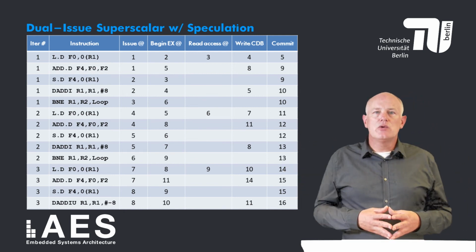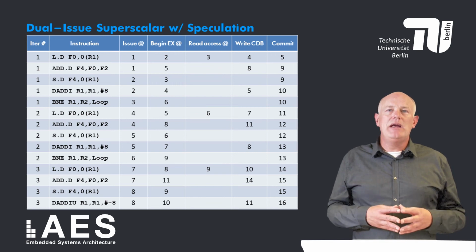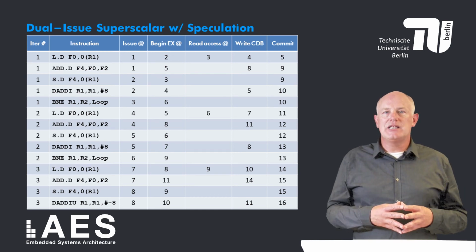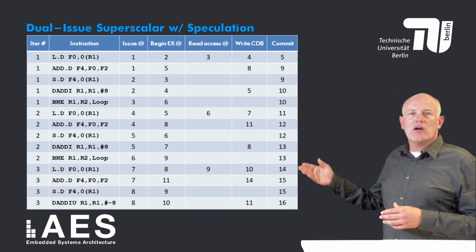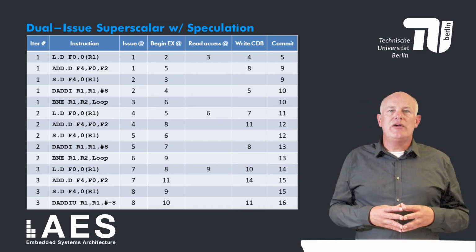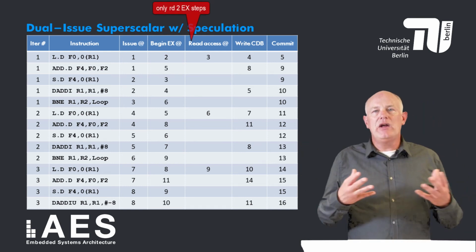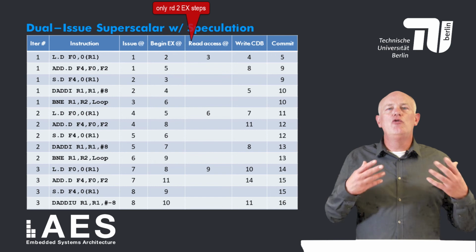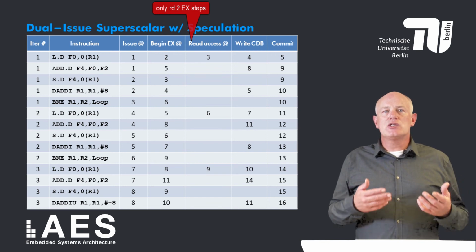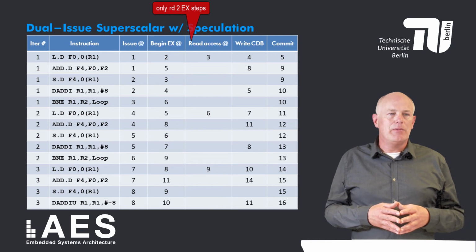This table shows the time of issue, execution, read, access, CDB write and commit of the instructions in our example loop on a dual issue superscalar processor with speculation. Notice that an extra column labeled commit has been added, since there is this extra phase when speculation is supported. Also notice that the memory access column has been renamed to read access. This is because stores take place when they commit. I will now explain the times in this table.